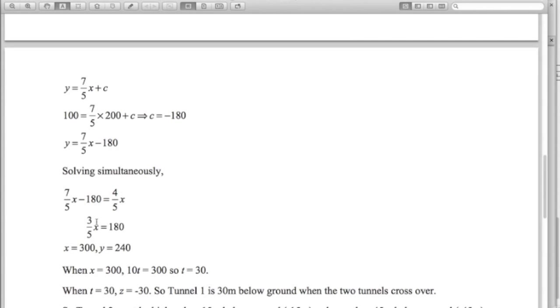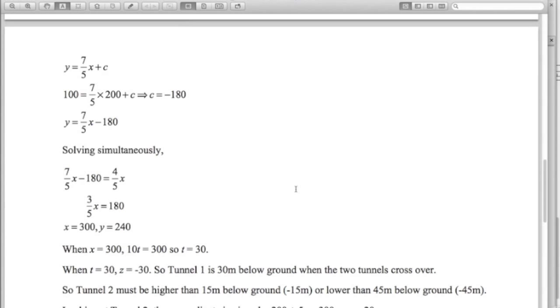I then solve simultaneously, putting them equal to each other. Subtract 4/5 x, add 180, times by 5 divided by 3, etc. We get x equals 300. And when I substitute x equals 300 back into either one of these, I get y equals 240. So now I've identified the point on the x and y axes where the two tunnels cross over each other.